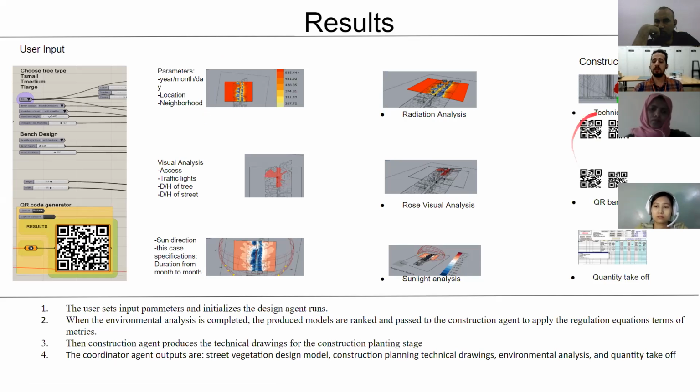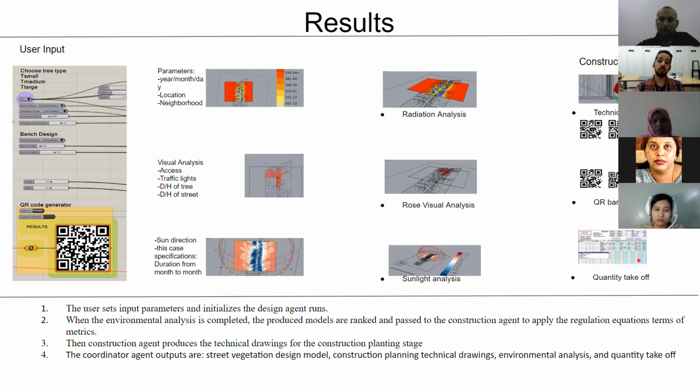It's also going to give you some environmental analysis, for example, the radiation analysis, the visual analysis, and the sunlight gain regarding the vegetation in that building, depending on your parameters. And you will also get some construction drawings, like the elevations and some sections showing the size of the pits and the placement of the trees, and you will get the QR code.